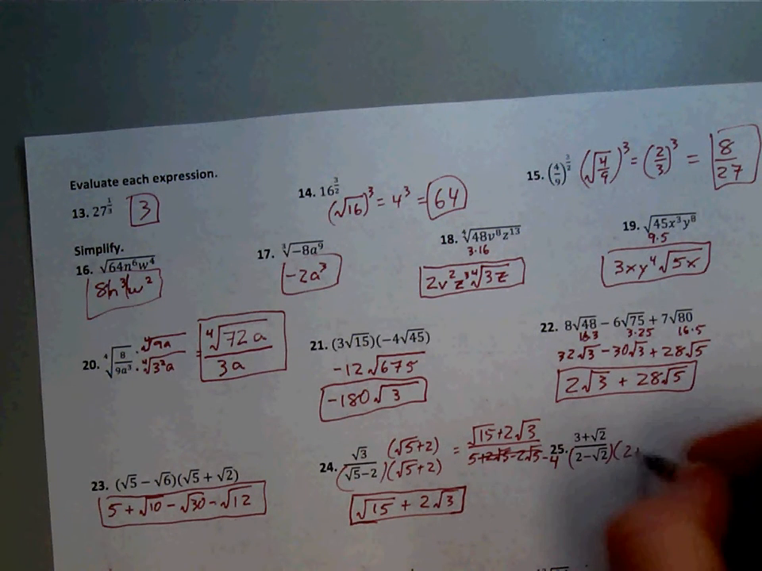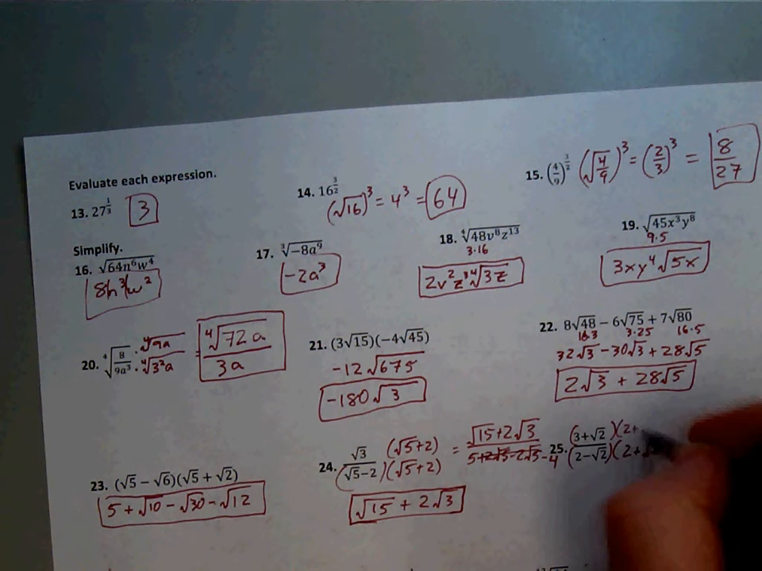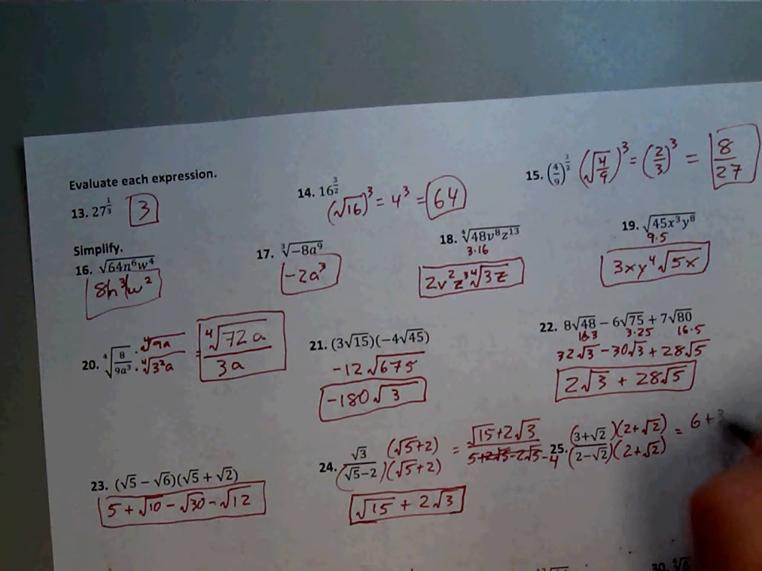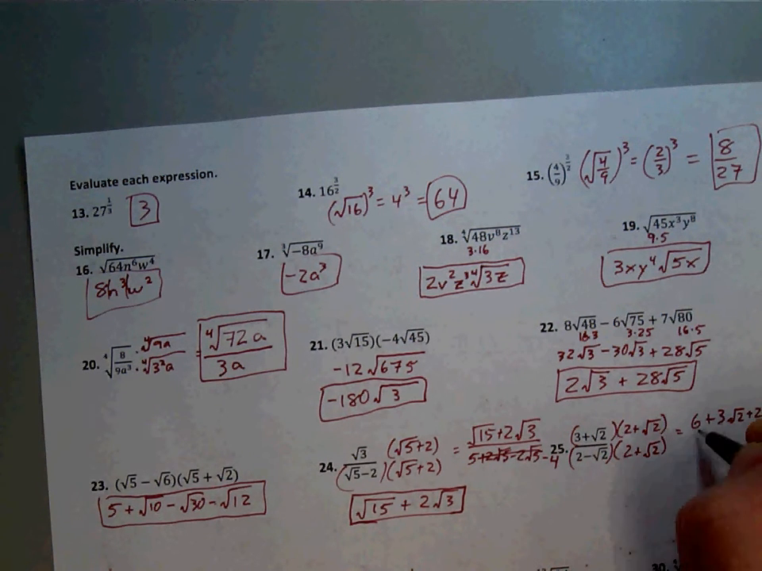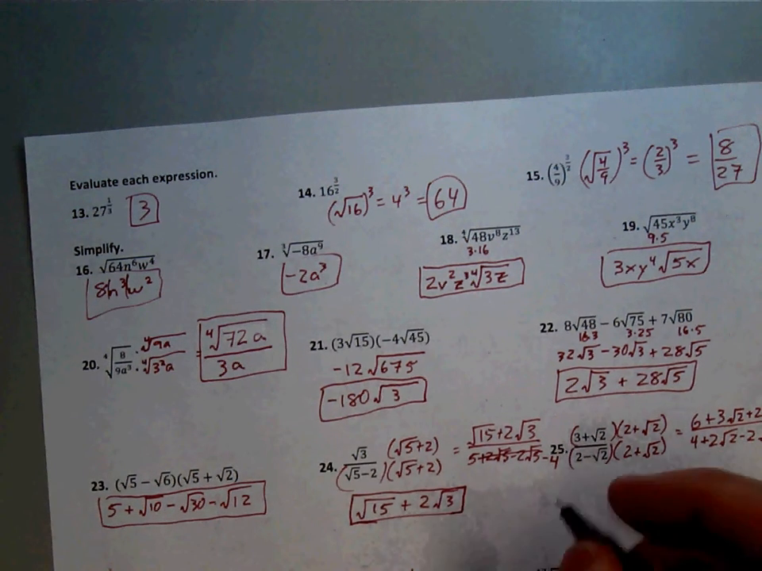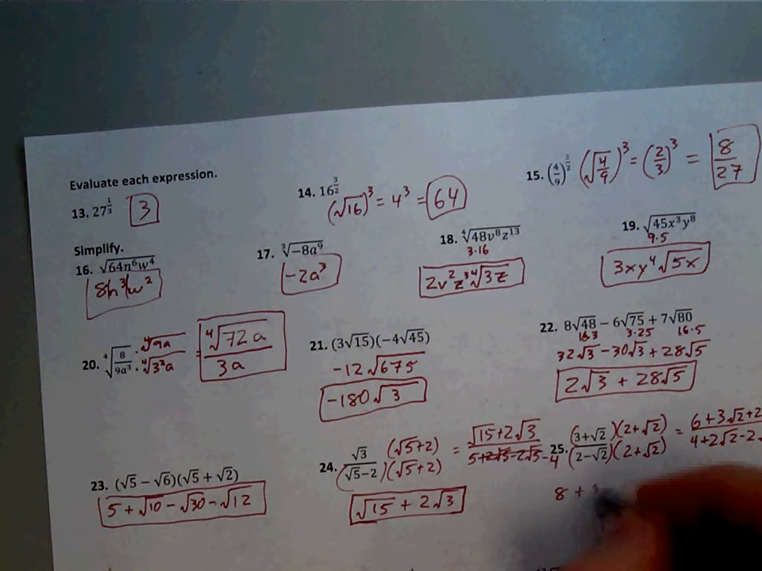Conjugate on this one. 2 plus square root of 2. Six plus 3 square roots of 2 plus 2 square roots of 2 plus 2. 4 plus 2 square roots of 2 minus 2 square roots of 2 minus 2. In the numerator, 6 plus 2 is 8, and you can combine the square roots of 2 to get 5 square roots of 2.